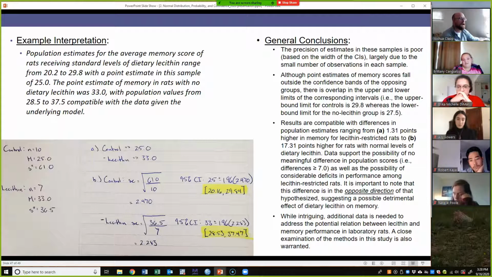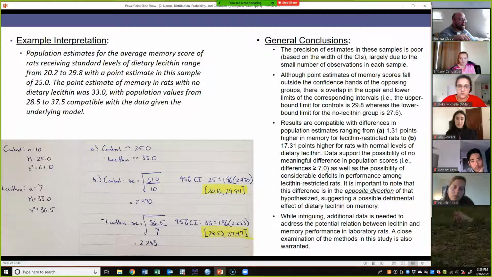Okay. So at most, based on our data, what's the highest value supported by our data for the average memory score in rats with a normal lecithin diet? 37.47? No, this is our control group. Oh, the 29.84, right? Okay, so for our rats that had lecithin in their diet, at most our data supports an average memory score of about 30, right?